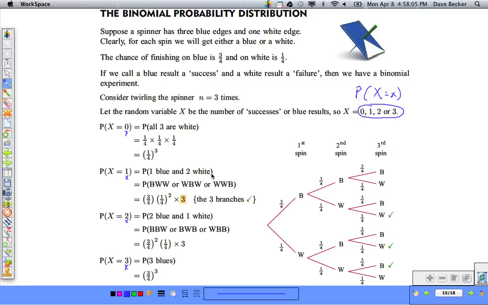1 blue and 2 white. Well, there's 3 ways for that to happen, and it's where the green check marks are, just as an example. Blue, white, white. That's 1 blue and 2 white. So 3/4 times 1/4 times 1/4, or 3/4 times 1/4 squared. Same thing happens along this vein here. Boom, boom, boom. 2 whites, 1 blue. And along here, boom, boom, boom. 2 whites, 1 blue.